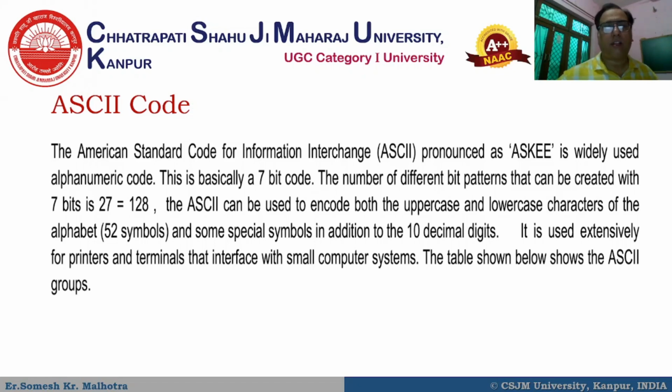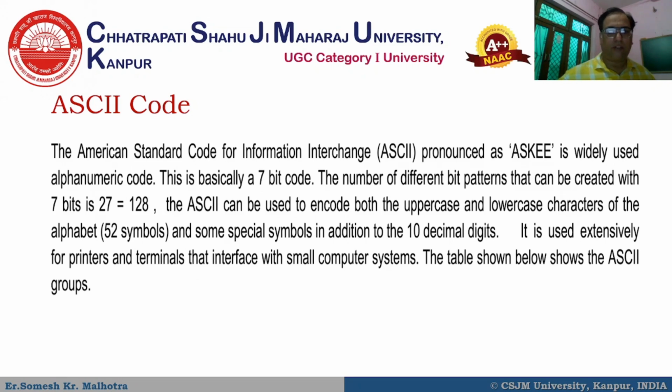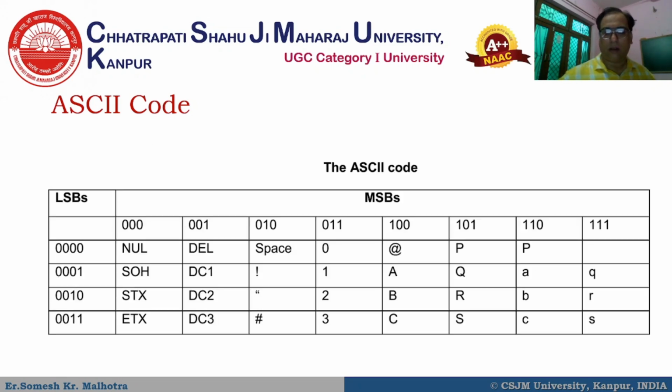It is used extensively for the printers and terminals that interface with the small computer system. The table below shows the ASCII group. Here, it's a long table, which is defining the 52 characters, both in uppercase and lowercase, and 10 digits. Even though the keyboard functions of space, del, null, and so on, have also been defined. So using the LSB and MSB combination, you can see that using this table you can define an ASCII code.